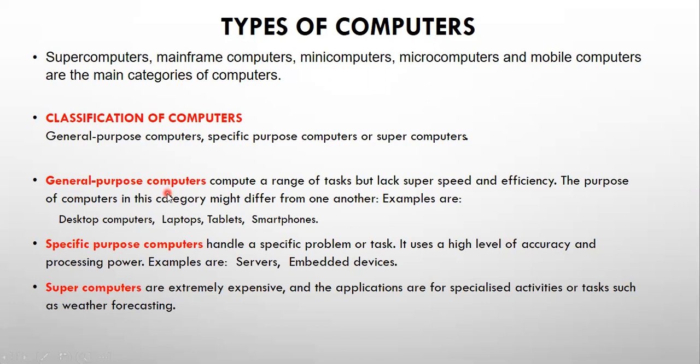Now, your general purpose computers compute a range of tasks but lack super speed and efficiency. The purpose of computers in this category might differ from one another. For example, you have desktop computers, laptops, tablets, and smartphones. These are all general purpose computers. So they will differ in terms of what they have to offer, in terms of the features, in terms of some of the applications that you run, like you run full application desktop as compared to a smartphone. But these are all general purpose computers.